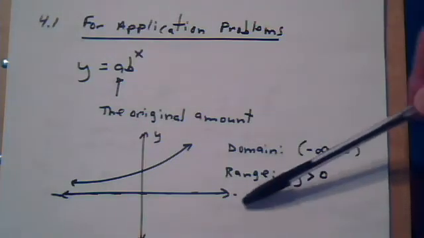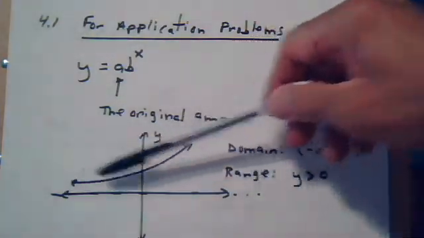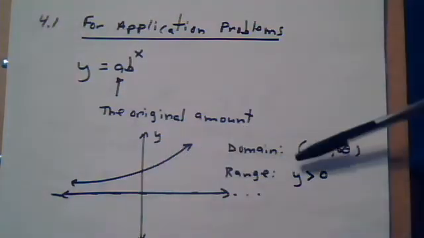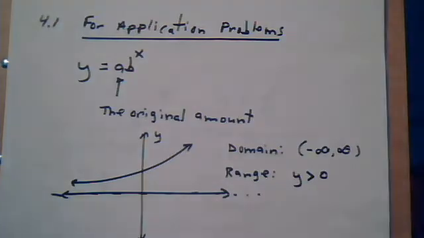Look at the range. There's a horizontal asymptote, so the graph can only be above y equals 0. So anywhere y is greater than 0, you'll find a graph.